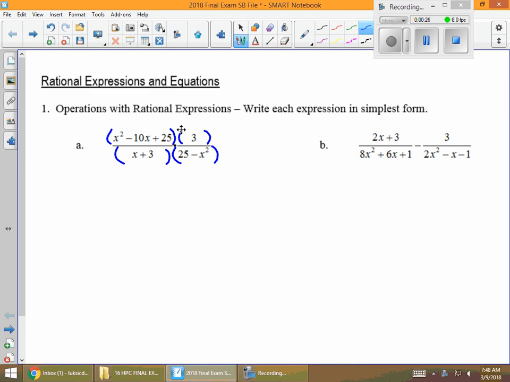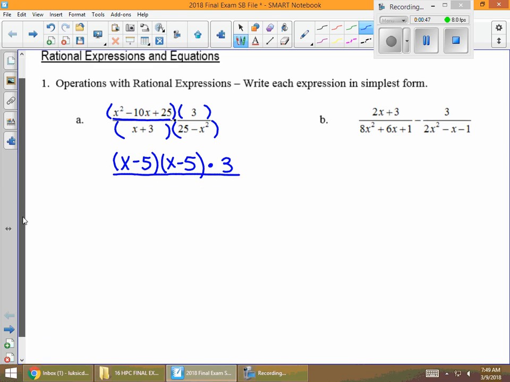So two numbers that multiply to 25 and add to negative 10 are negative 5 and negative 5. So x squared minus 10x plus 25 factors to x minus 5 times x minus 5. I have that standalone 3 over there. I'm just going to leave it in the same order. You can absolutely change that order if you would like. I have x plus 3 on the bottom.